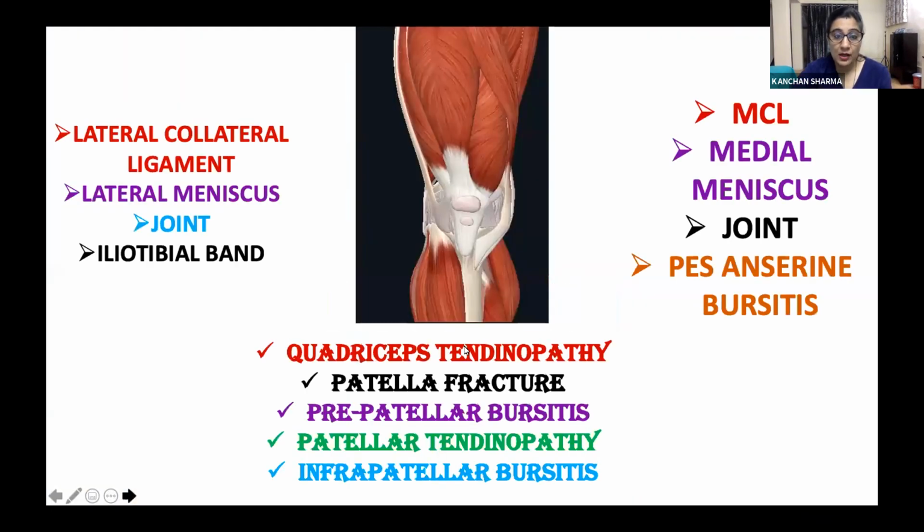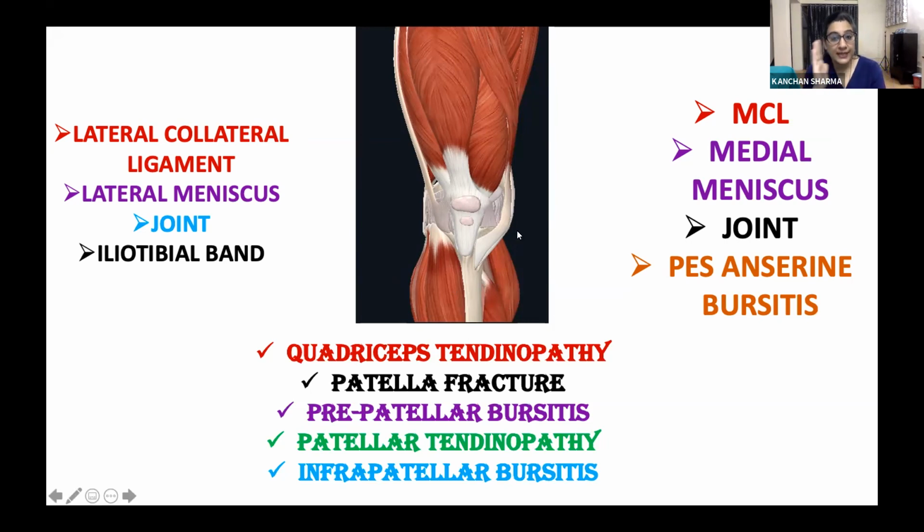Location of the pain. Now, always location is very easy. You just think of what all structures are present on that aspect. So only those structures can be your pain generator most of the times. So just as an example, we have seen this anterior aspect. We have seen the quadriceps tendon. We have seen the bursas. We have seen the patellar tendon. So if the patient is complaining of anterior knee joint pain, think of all these conditions.